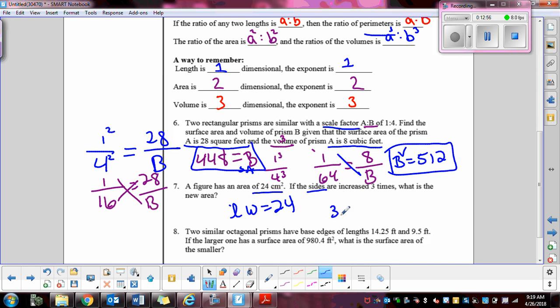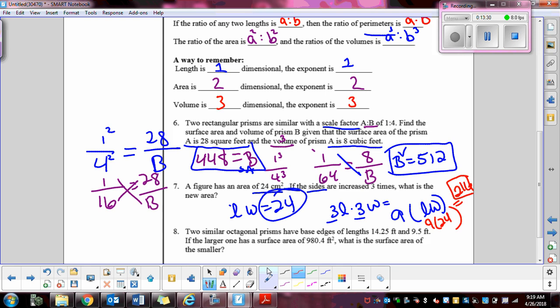So 3 times the length times 3 times the width equals, we're gonna find out what that equals. So we're gonna multiply the coefficients. 3 times 3 is 9 times the length times the width. But we know what the length times the width equals. That equals 24. So I can just plug it in. So 9 times 24 is 216. So my new area is going to be 216.